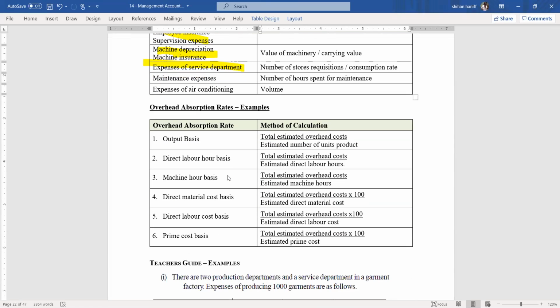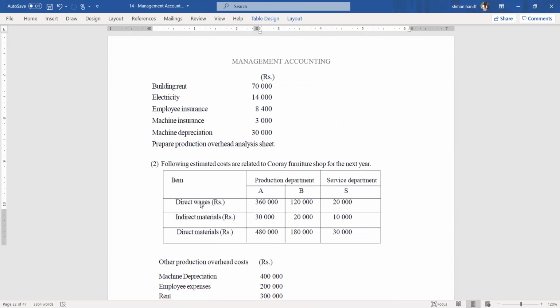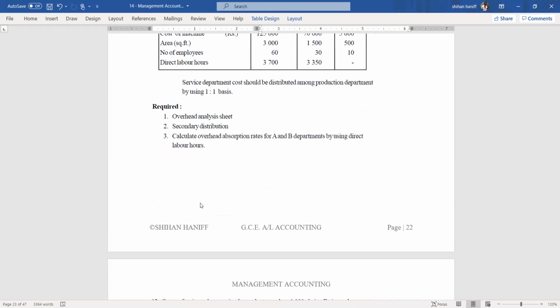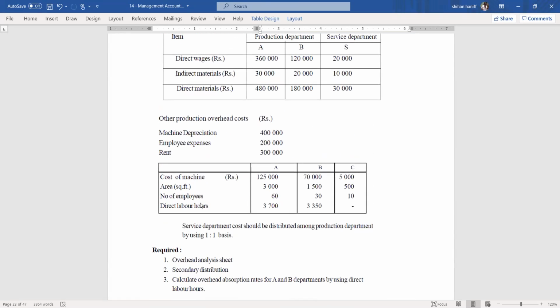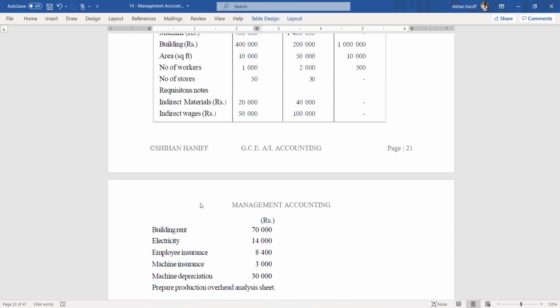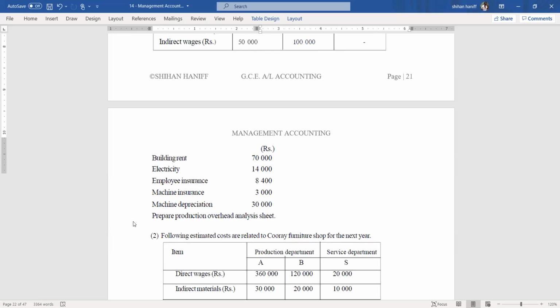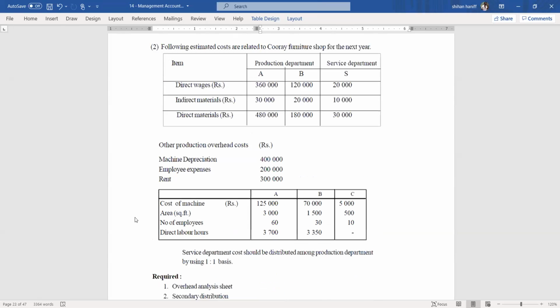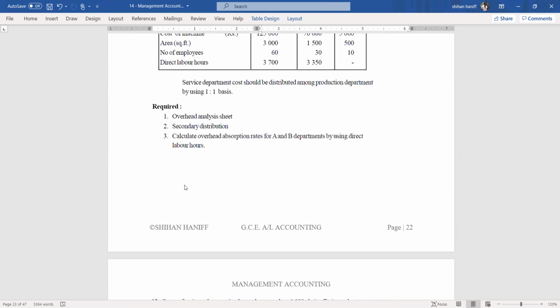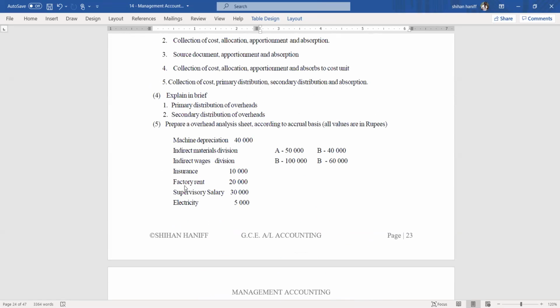Then the absorption, we have to use the absorption rate. Right? So I will explain this absorption rates and all from one example. So let's do this question. I'll directly explain from a past paper question.